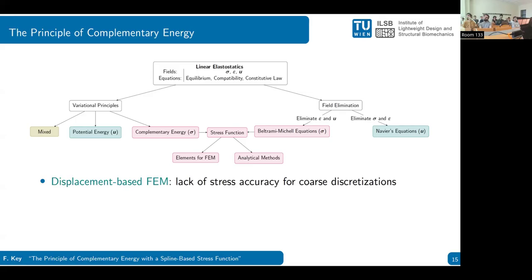So assume that we took this part, so we end up with the displacement-based finite element method. If you're now interested in the stress prediction, then usually this method has a lack of good stress accuracy, which will cause poor stress distribution.